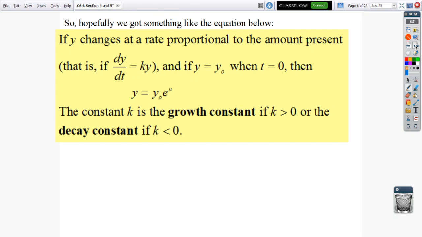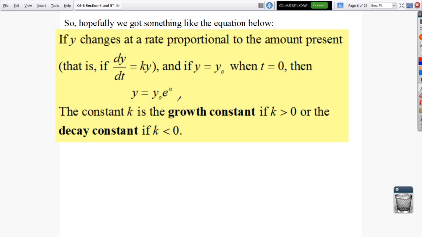This is important. Since we did that process once, you never have to repeat that process. You can repeat the process if you forget the general solution, which again is right here. The y equals y naught e to the kt. Again, we should recognize that that is the general solution to the differential equation dy over dt is equal to ky, and if y equals y naught when t equals 0. And again, that is just saying that y changes at a rate proportional to the amount present.